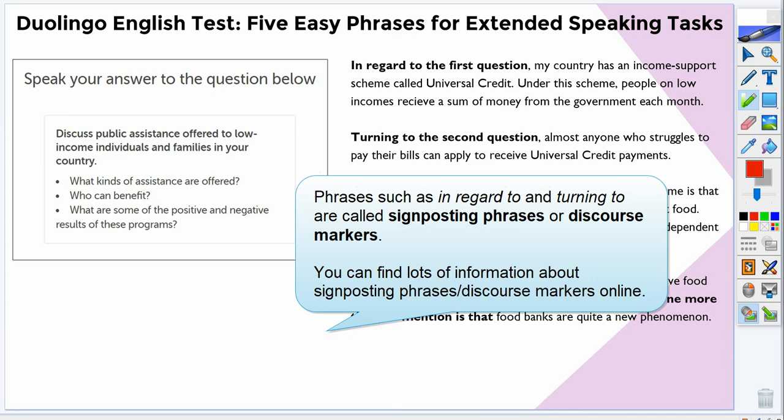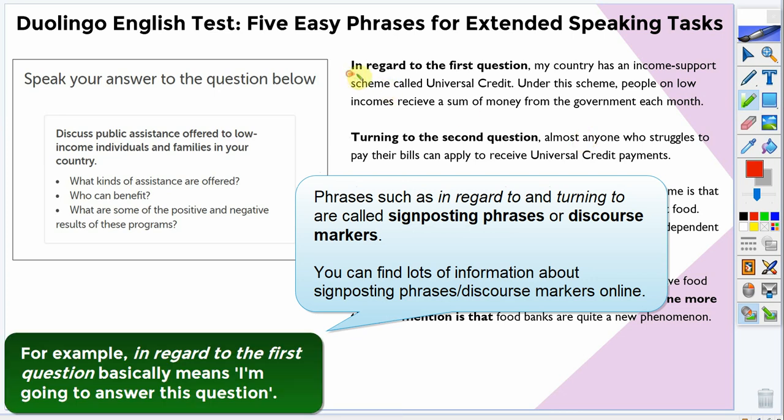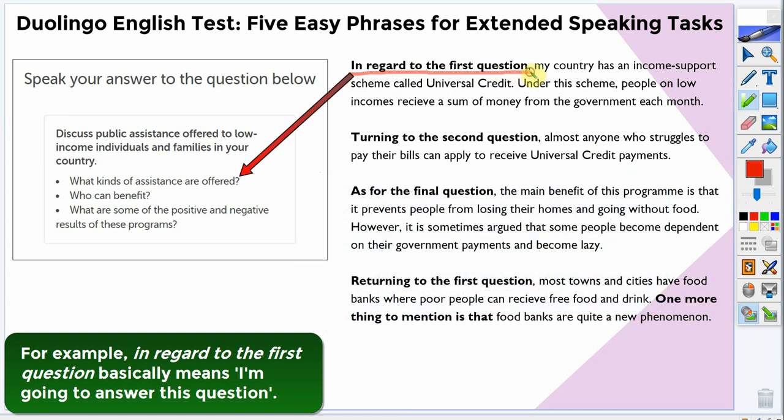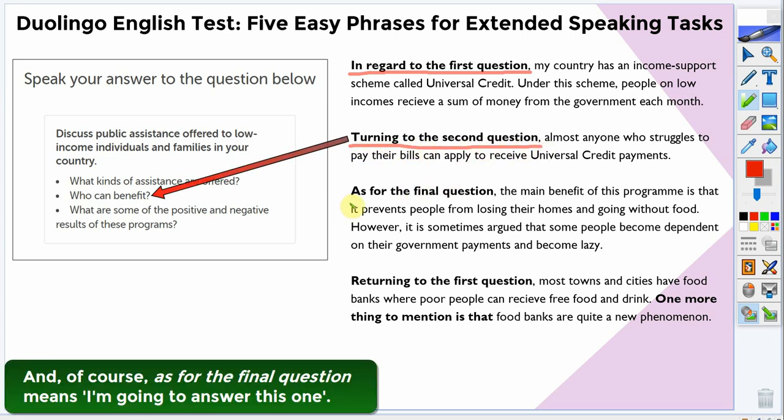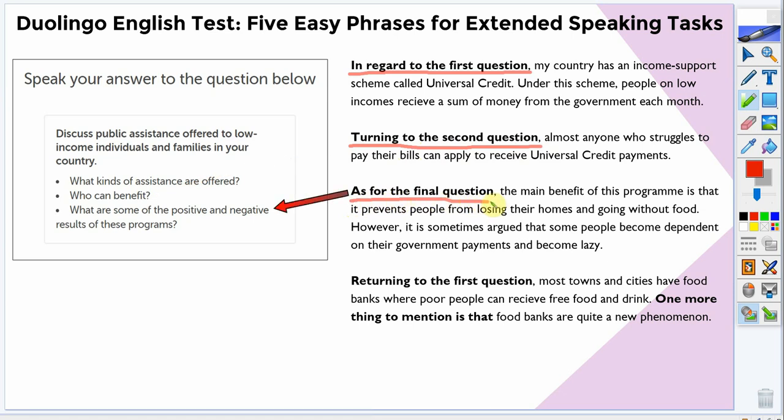about. For example, in regard to the first question, basically means I'm going to answer this question. Turning to the second question means I'm going to answer this question. And of course, as for the final question, means I'm going to answer this one.